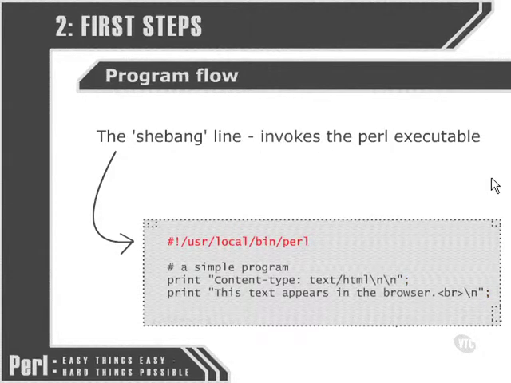We also looked very briefly at the end of the last chapter of how important it is to use the so-called shebang line, which invokes the Perl executable and tells the operating system that this is a Perl script and should be treated as such. As we saw also in the last chapter, this is not strictly necessary if we're going to be running our scripts on a Windows system.